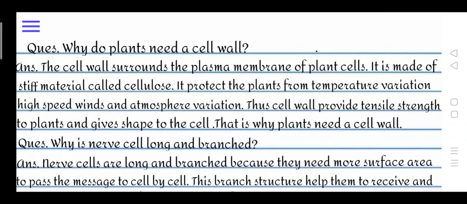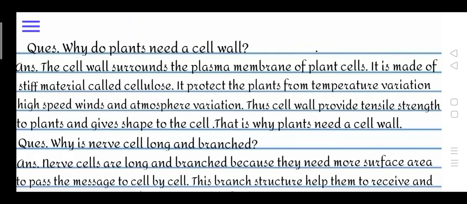Next question, why do plants need a cell wall? The cell wall surrounds the plasma membrane of plant cell. It is made up of stiff material called cellulose. It protects the plants from temperature variation, high speed winds, and atmospheric variation. The cell wall provides tensile strength to the plants and gives shape to the cell. That is why plants need a cell wall.